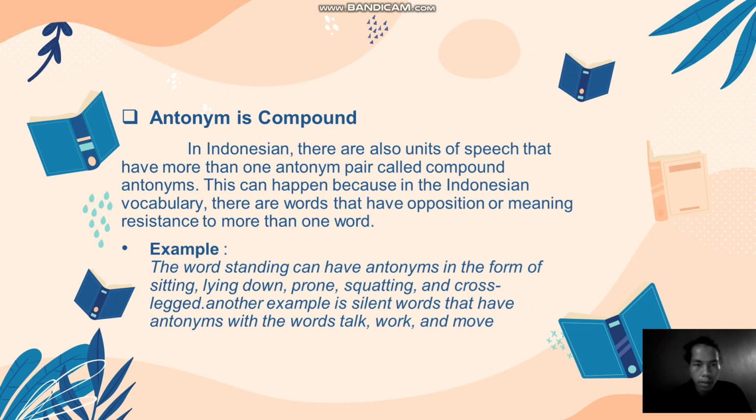Next, antonym is compound. In Indonesian, there are also units of speech that have more than one antonym pair, called compound antonyms. This can happen because in the Indonesian language, there are words that have a position of meaning resistant to more than one word. An example of a compound antonym is the word standing, which can have antonyms in the form of sitting, lying down, prone, squatting, and cross-legged. Another example is the word silent, which has antonyms with the words stall, wall, and move.